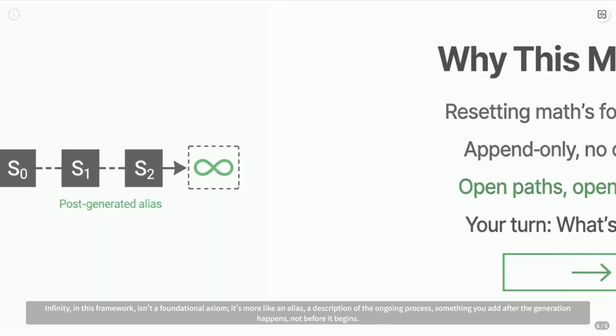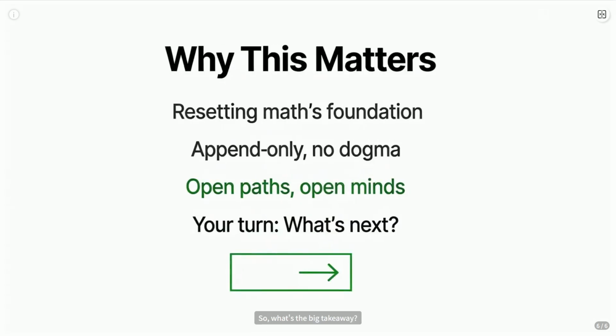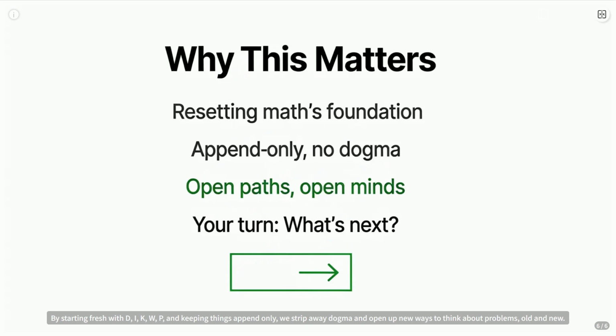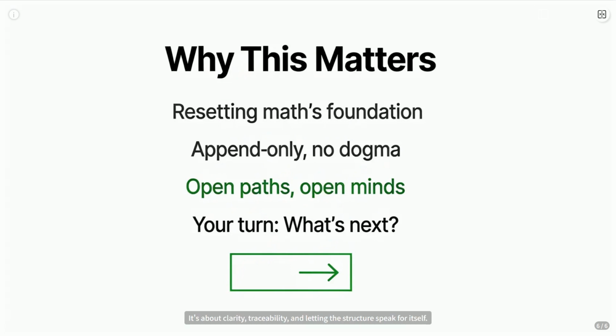So, what's the big takeaway? This approach isn't about discarding old math, it's about rethinking its foundation. By starting fresh with DIKWP and keeping things append-only, we strip away dogma and open up new ways to think about problems, old and new. It's about clarity, traceability, and letting the structure speak for itself.